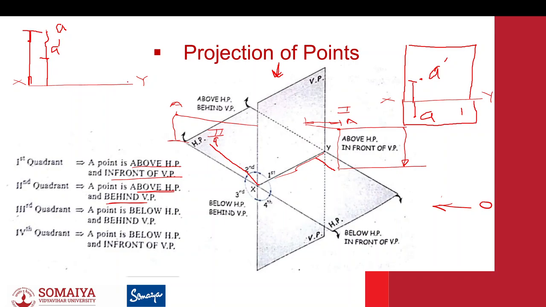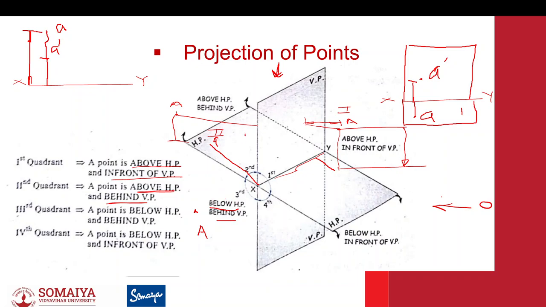Yes. That is the second quadrant. Now we need to locate the point, let us say, in the third quadrant. Okay, let us take this as a point. So for the third quadrant, how do we designate it? The third quadrant will be designated by these two words: below HP and behind VP. Yes, below HP and behind VP.